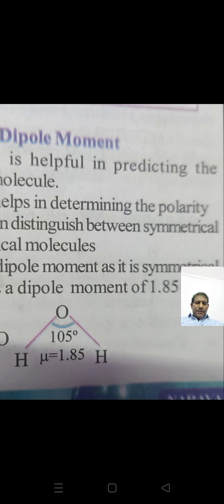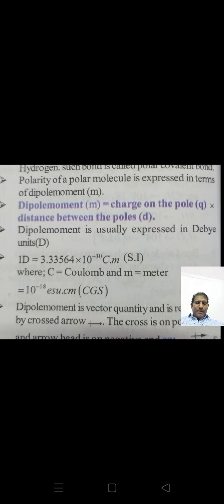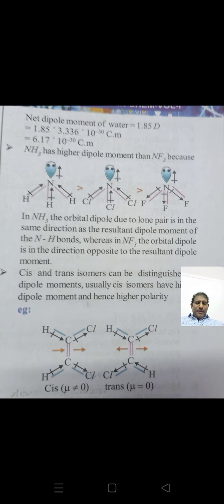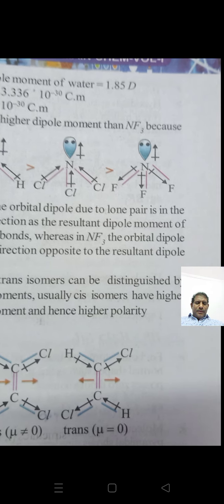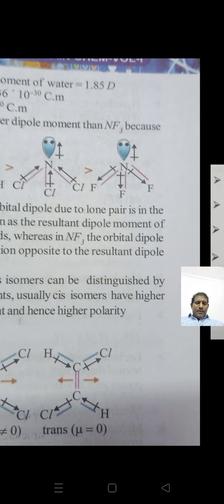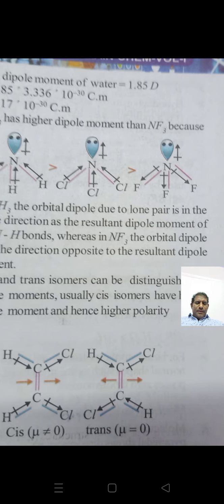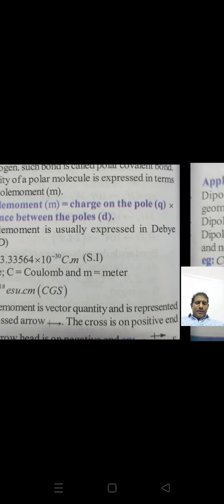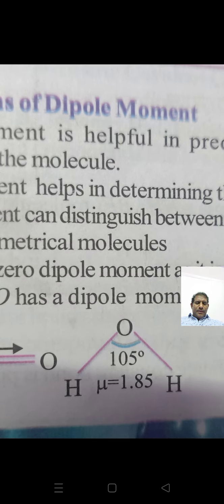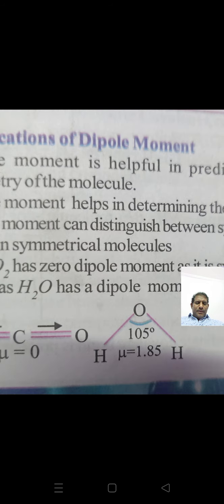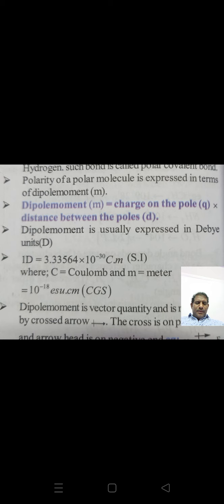Dipole moment values are also helpful to distinguish between cis and trans isomers. Cis and trans isomers can be distinguished by dipole moments. Usually, cis isomers have a higher dipole moment and hence higher polarity compared to trans isomers. These are a few applications of dipole moment.